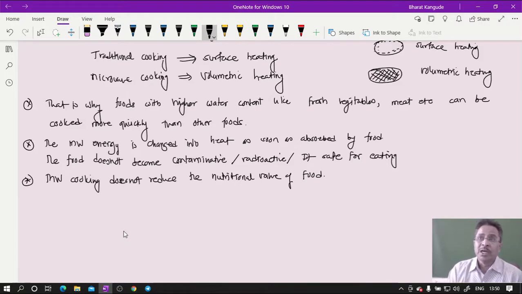So that's why in foreign countries, microwave cooking is more preferred than traditional cooking. But at our place, we do not use microwave cooking to that extent. We are quite familiar with this traditional way of cooking.